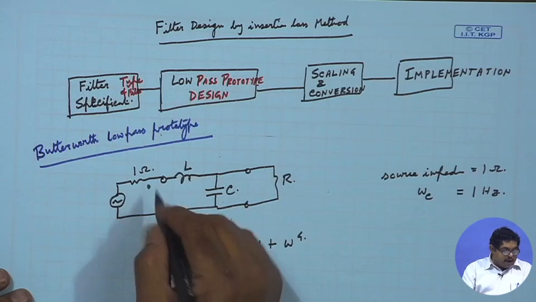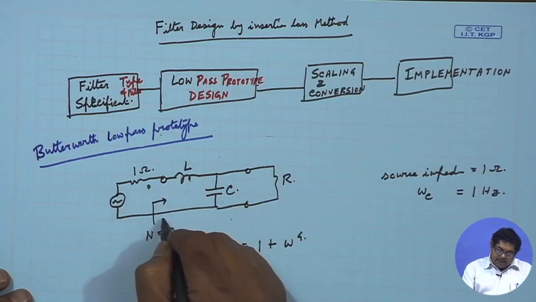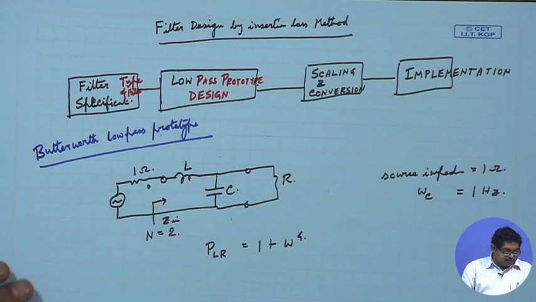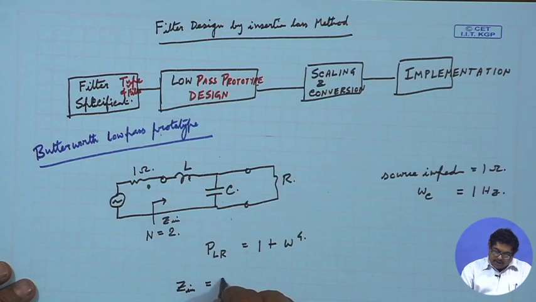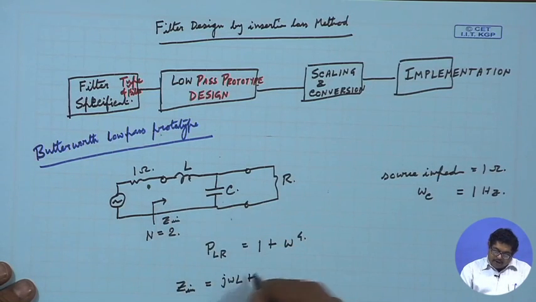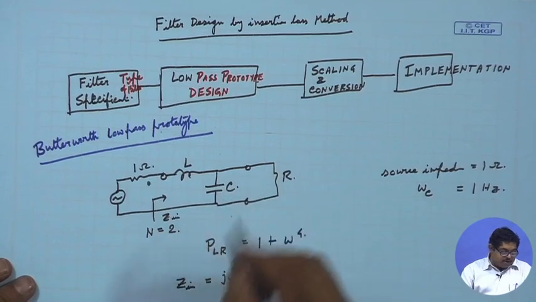Now, let us look at what is the input impedance I am looking at from the source. So, I can write Z in as j omega L, plus a parallel combination of C and R.